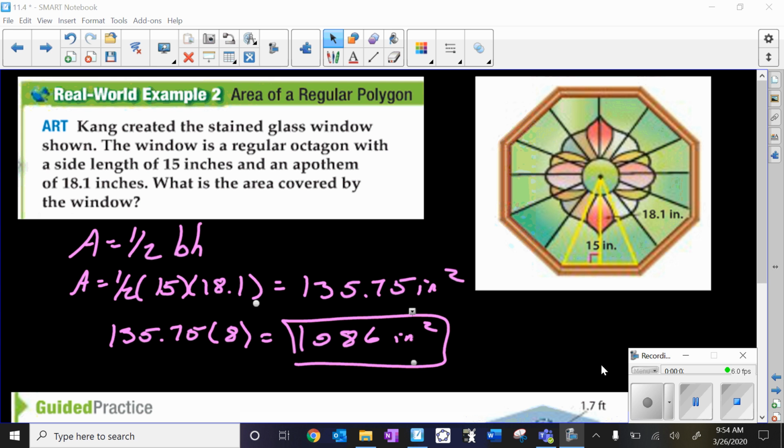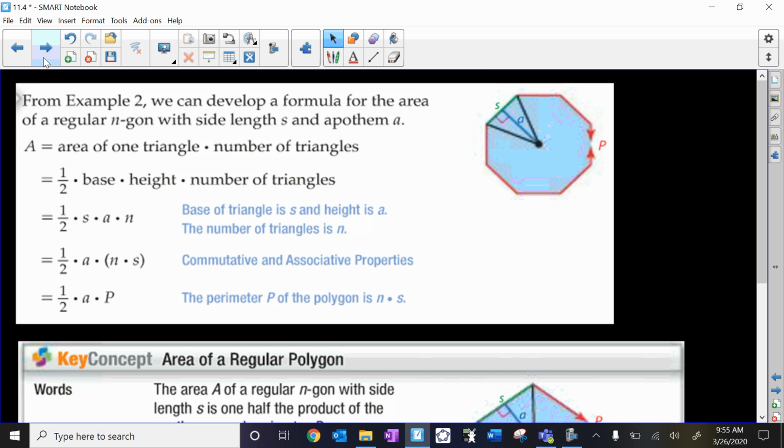Okay, we're going to continue looking at finding the area of regular polygons, but I would suggest that this is actually more information than what you actually need. We should be able to find the area of a regular polygon with only one number. Okay, so I'm going to go to this slide.